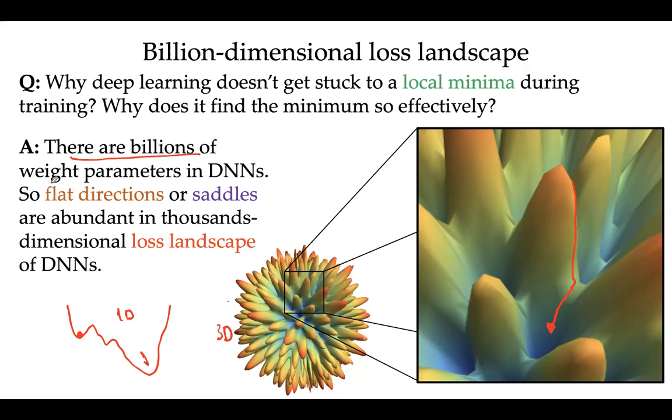There are billions of weight parameters in DNNs, deep neural networks. So flat directions and saddles are abundant in the thousands or billions dimensional loss landscape of deep neural networks. It looks like it's a bad thing to have multiple minima, but because of the high dimensional loss landscape, it's actually a good thing, because you have a lot of flat directions and saddles so that the training becomes really, really effective.